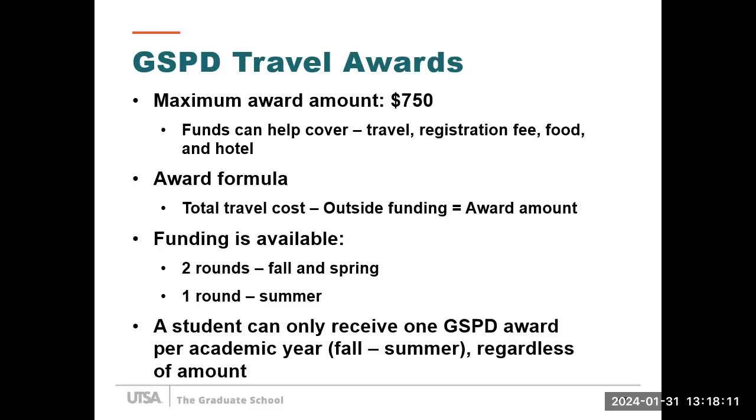Funding is available for 2 rounds, fall and spring, and then 1 in the summer. So the first deadline in the spring is coming up actually this week. The next one will be April. So it's always around, I think, the 1st. So I think it's February 1st, April 1st, and then I want to say July 1st is the summer.